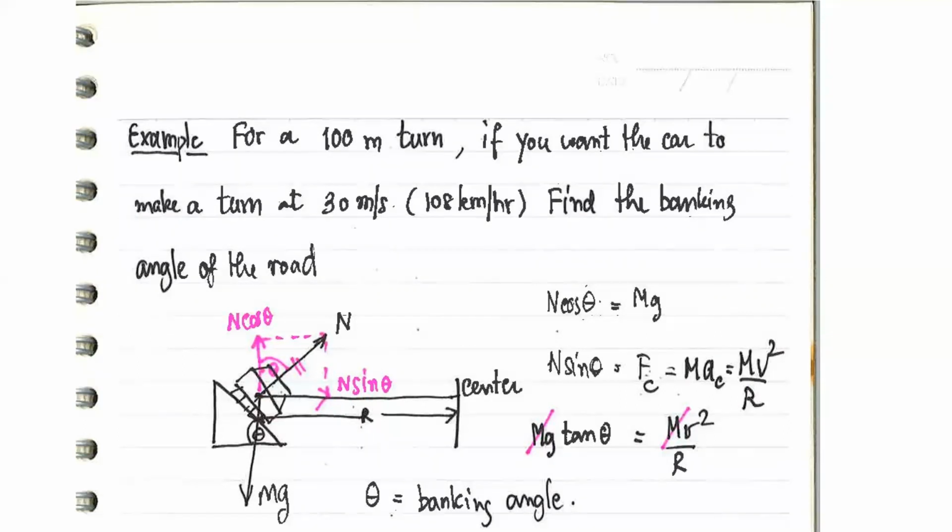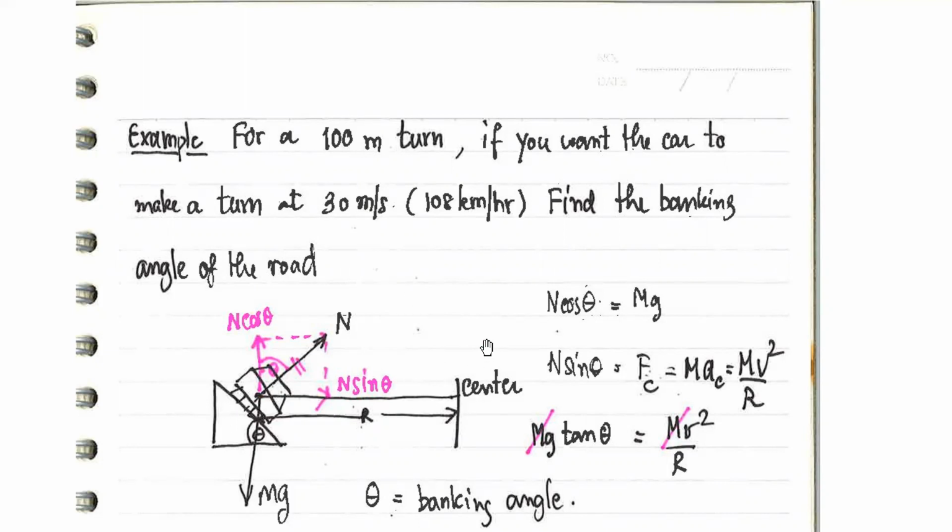For a 100 meter turn, if you want the car to make the turn at 30 meters per second, or 108 kilometers per hour, find the banking angle of the road. In this case, the radius of curvature of the turn is 100 meters, and the car should travel along this curve at a maximum speed of 30 meters per second. That usually doesn't work with friction alone.